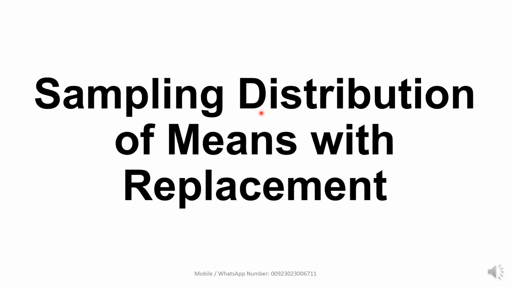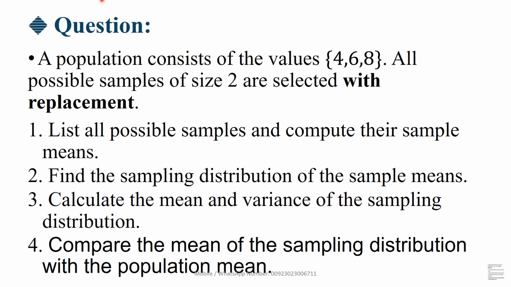Sampling distribution of means with replacement. Now the question is given. A population consists of the values 4, 6, 8. All possible samples of size 2 are selected with replacement.